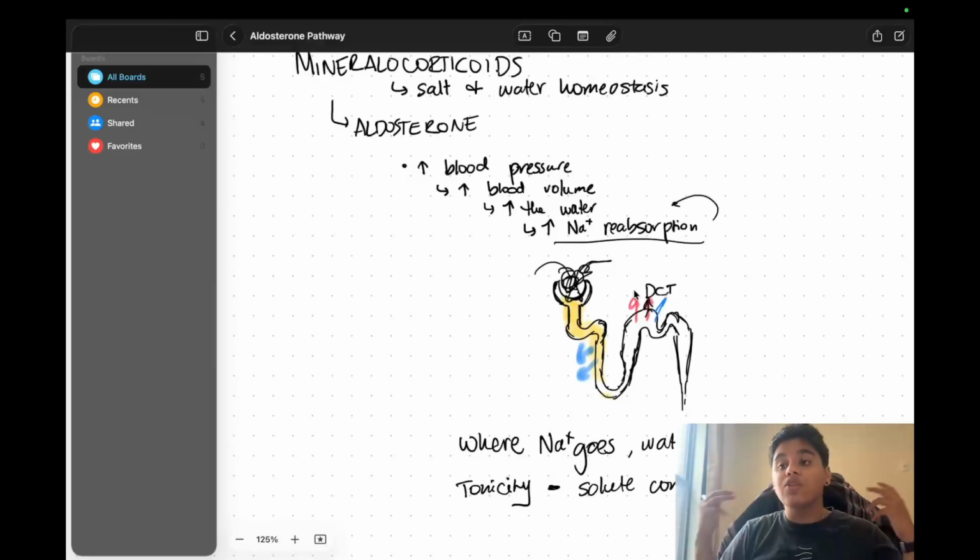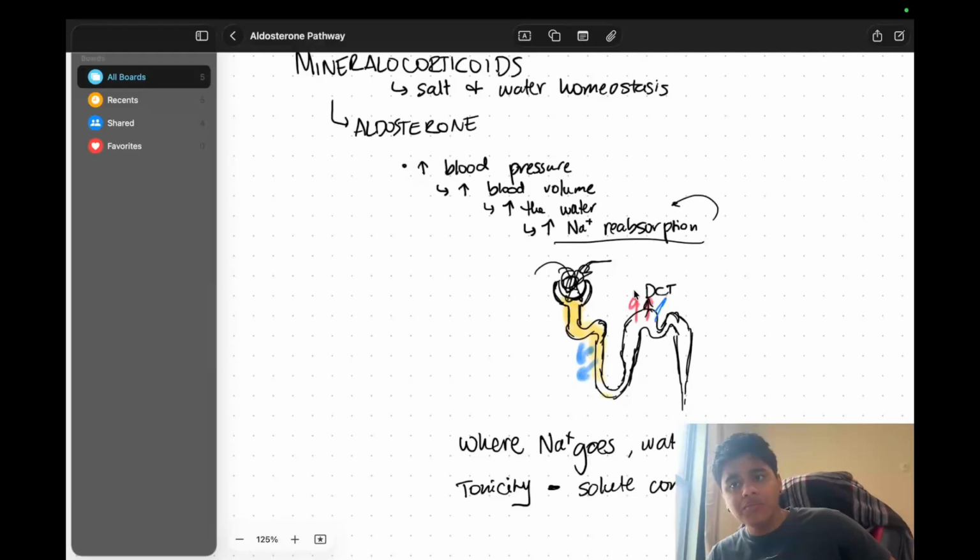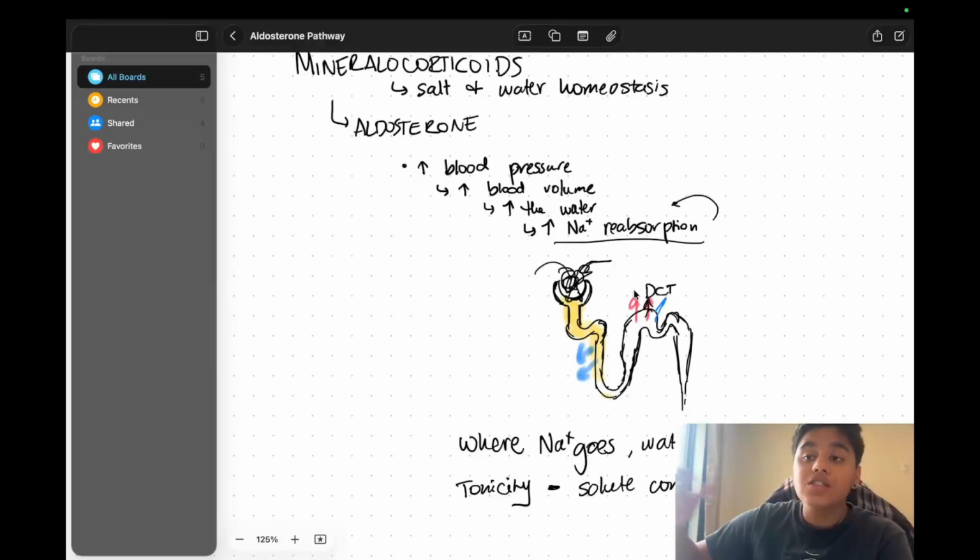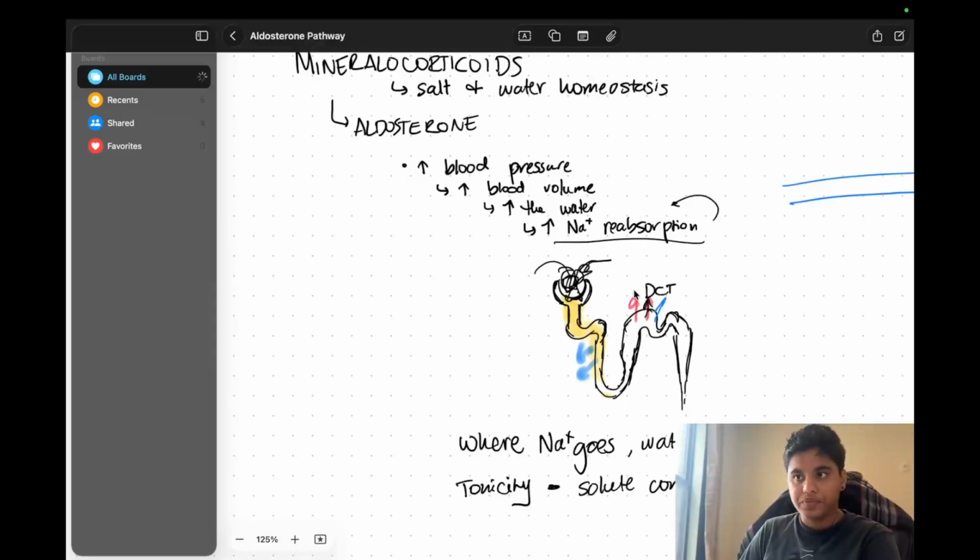So now you have a lot more water in the blood. So you have a lot more blood at the end of the day. So think about it, right? Like if your blood is going to be super watery, it's going to feel like there's a lot more blood there, right? So that's going to increase the pressure against the walls.